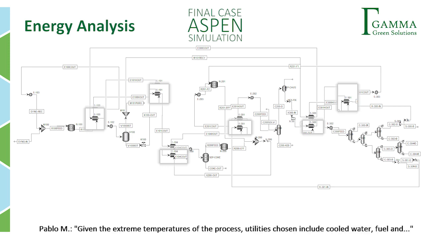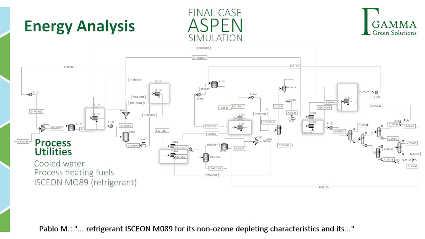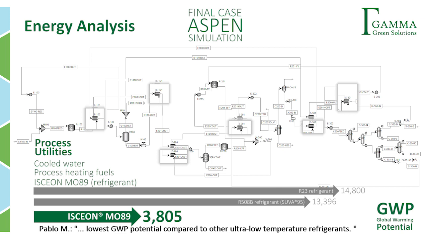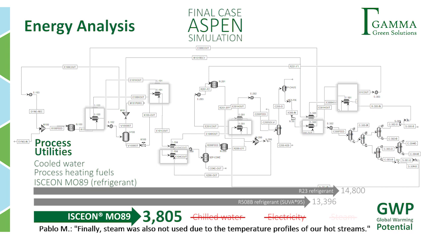Given the extreme temperatures of the process, utilities chosen include cooling water, fuel, and refrigerant Isceon MO89 for its non-ozone depleting characteristics and its lowest GWP compared to other ultra-low temperature refrigerants. Chilled water and electricity were not included, as they would result in higher carbon intensity for the process and higher costs. Finally, steam was also not used due to the temperature profile of our hot streams.